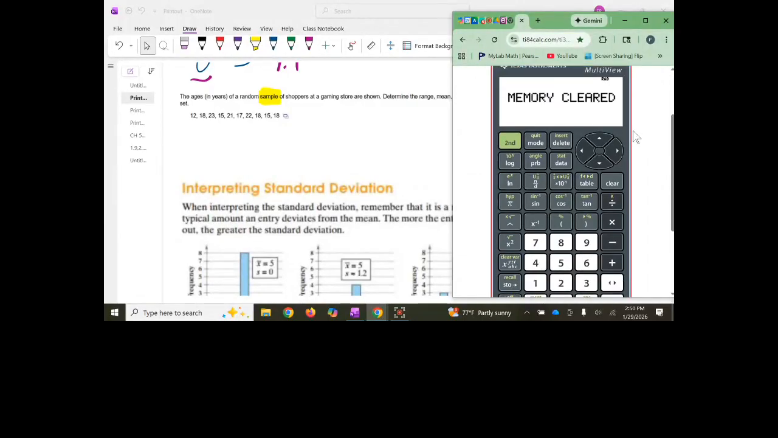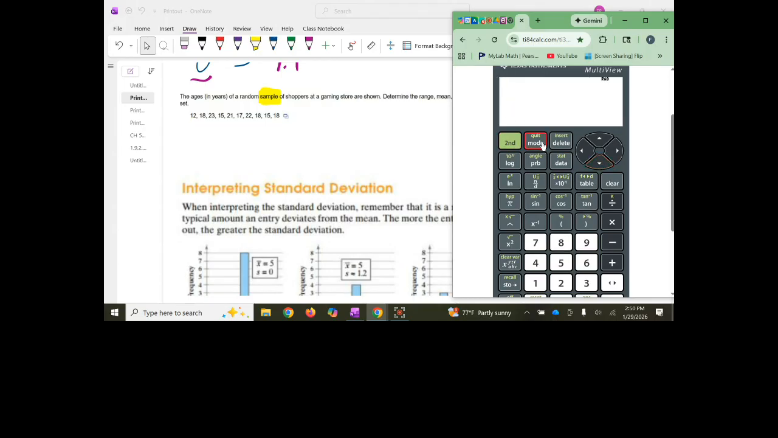Those of you who have experience or exposure to both of them, okay? Let me clear this out. If I come back to my data, I know I had used it earlier and I had a bunch of numbers there. You should be able to clear that out the same way. But look, let's enter our numbers. 12. Let's go 18. 23. 15. 21, 17, 22, 18, 15, and 18 again. There we go. All right, we got it.